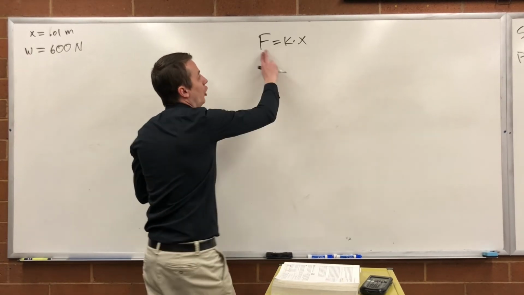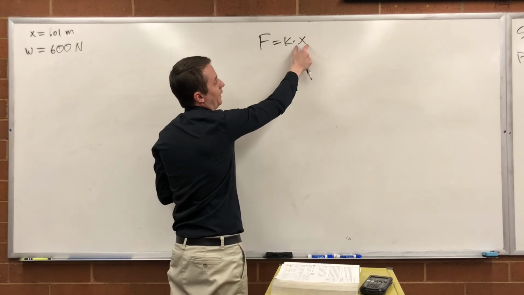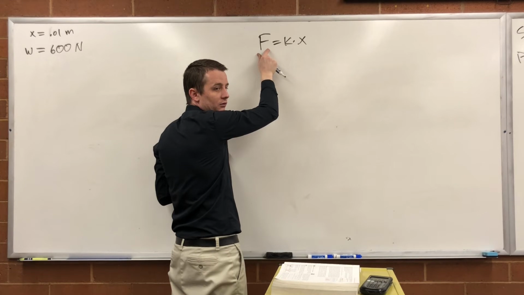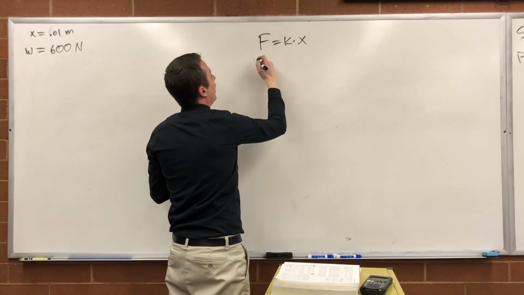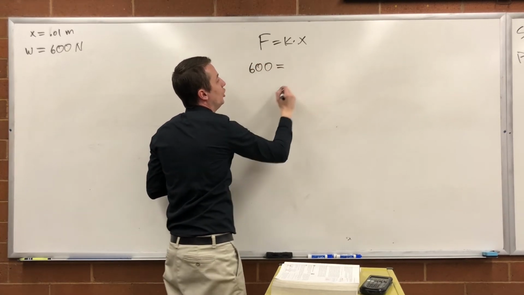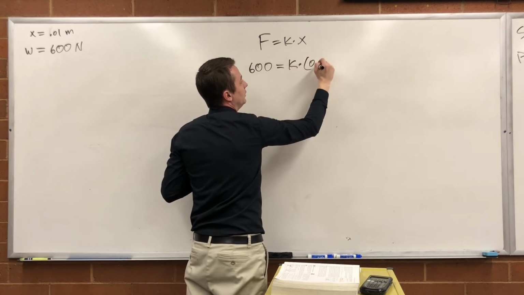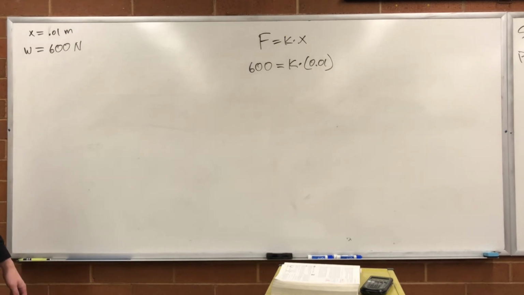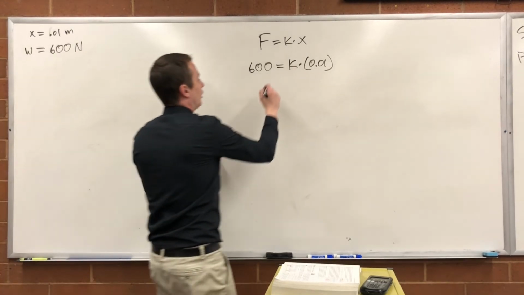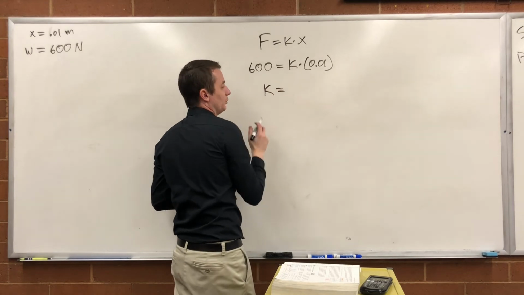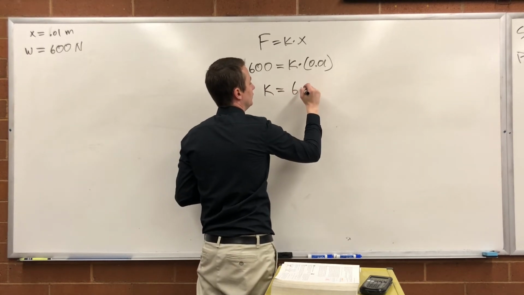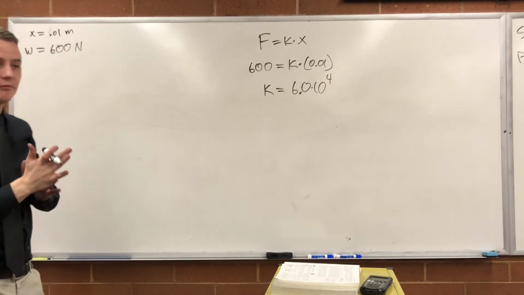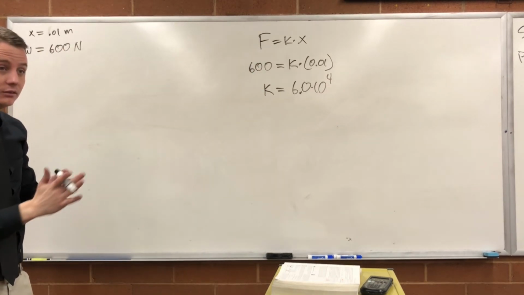So we're looking for the constant. Hooke's law tells you if you compress or stretch me this much, you should get this force. We know that we got a force of 600 newtons when we compressed it by 0.01 meters. So now we get our spring constant, which is equal to 60,000, 6.0 times 10 to the 4. Okay, so that's our spring constant.